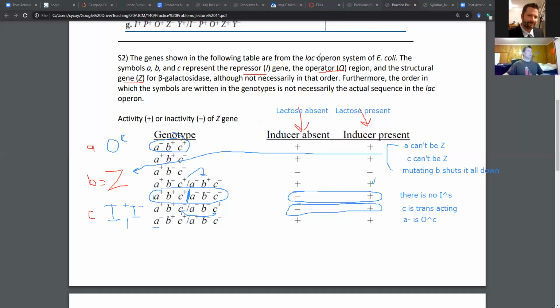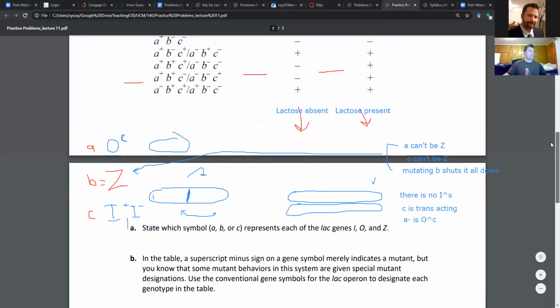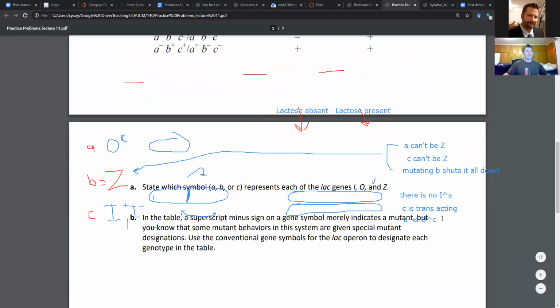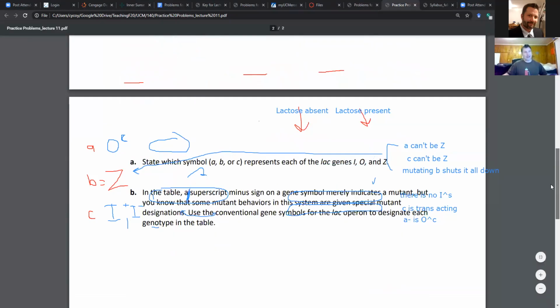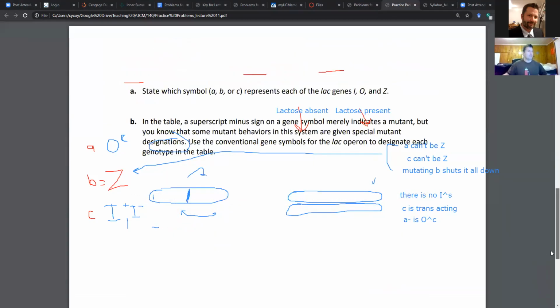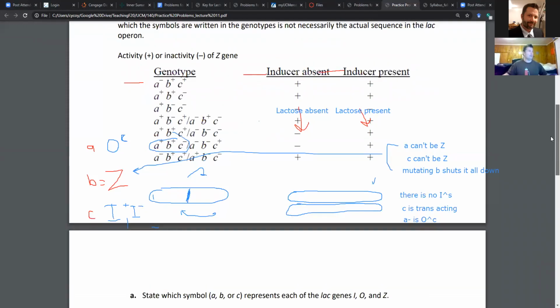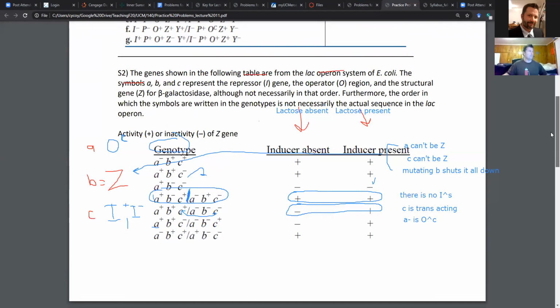If you scroll down a little bit, it says which one is which, and then B, what are the right symbols? Plus and minus doesn't account. I is plus and minus, but A is Z.